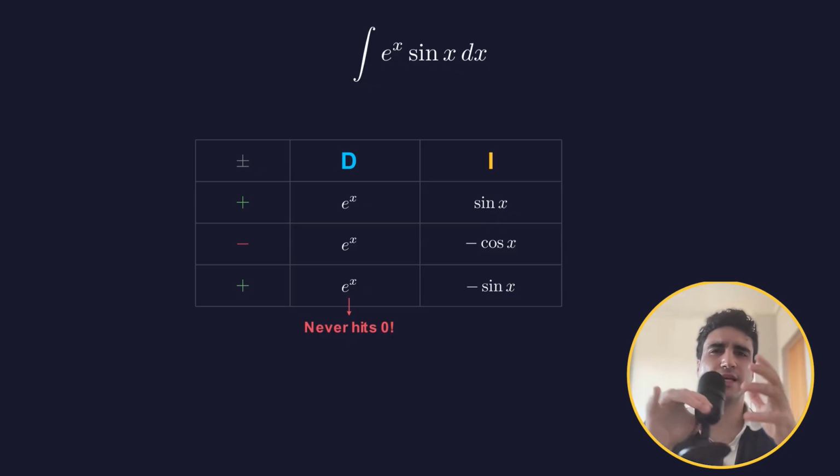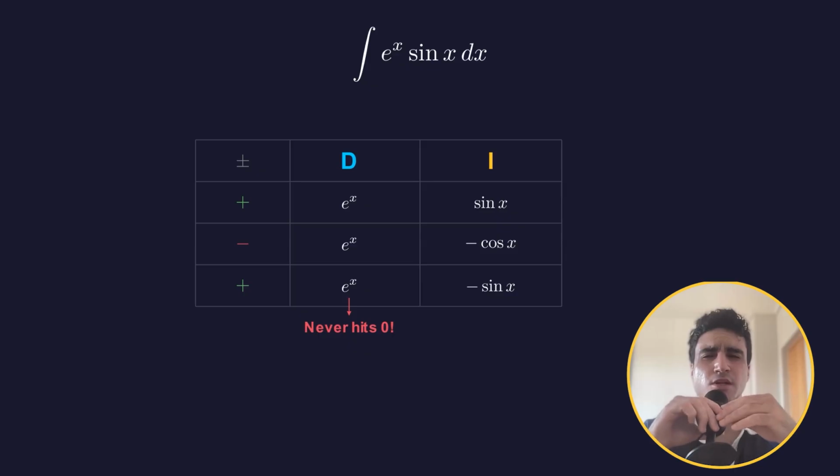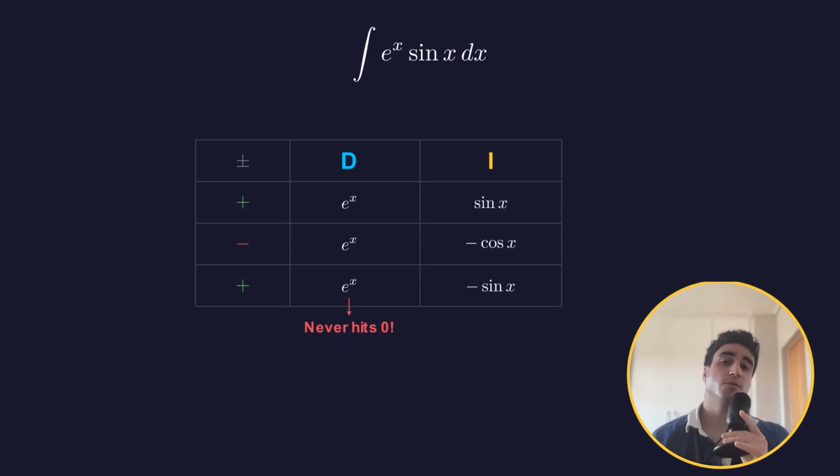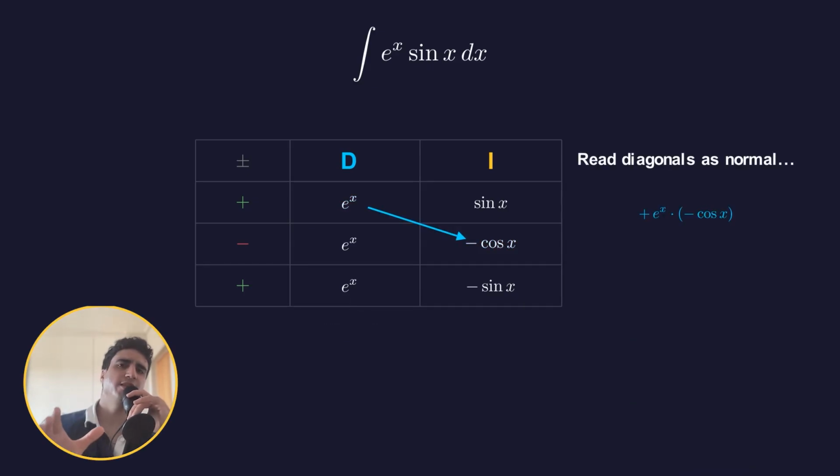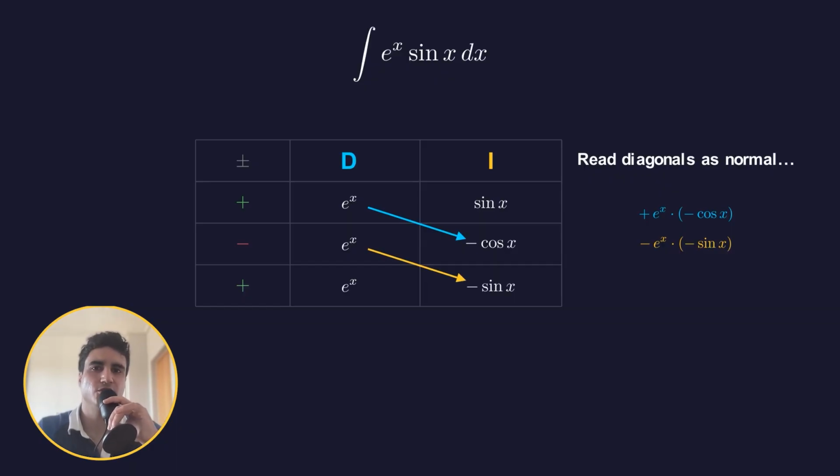We put that in the rows. In the differentiation column, we get e to the x, e to the x, e to the x. Meanwhile, in the integration column, we get sine x, negative cosine x, and then negative sine x again. So how do we go about solving this now? Well, we read the diagonals as normal. So the integral of e to the x sine x dx is going to equal plus e to the x times negative cosine x, then minus e to the x times negative sine x.